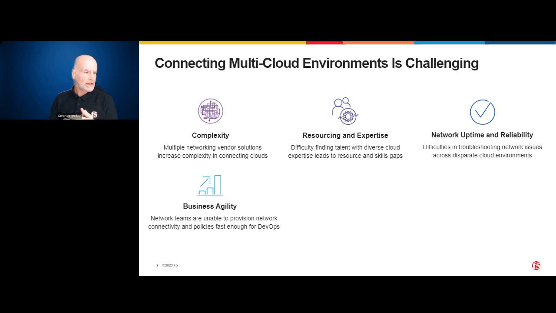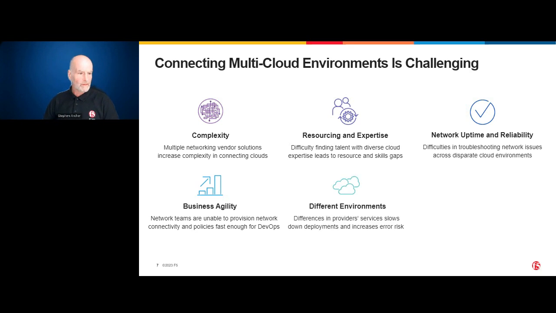So business agility is another major problem. Developers became au fait with automation really long before NetOps and SecOps did, and they're moving at lightning speed. Really, networking hasn't kept up. So automation becomes a really key factor in trying to bring this agility to network and connectivity. And then different environments.